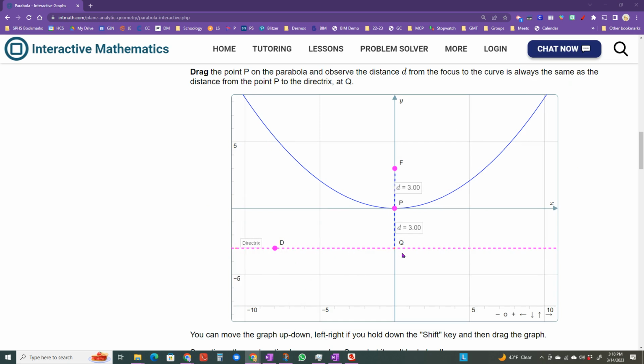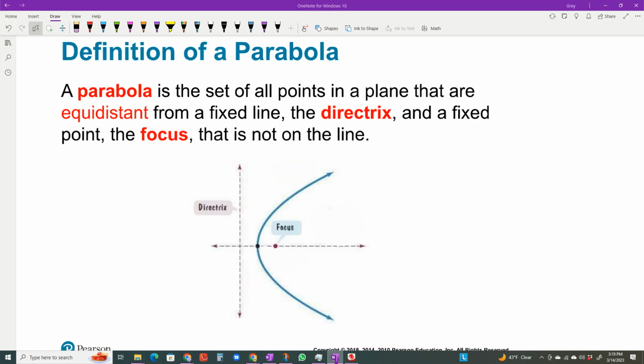Here's my directrix, here is my focus, and as you see this point P, you can tell by the distance that P is halfway between the focus and the directrix. That's going to be the vertex of our parabola. But as I drag this down, you see that every single time, wherever I stop, the distance from P to the directrix and P to the focus is always the same. That's how we get the parabola.